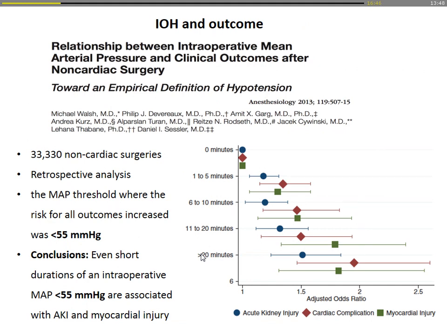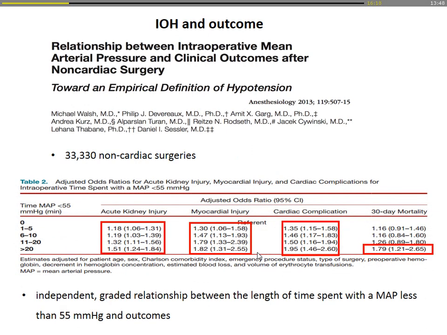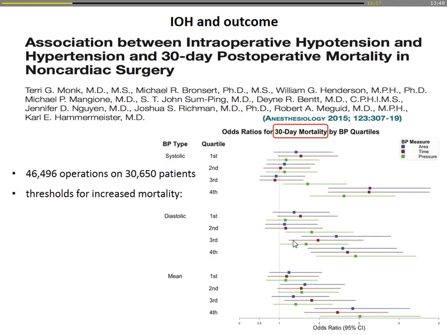And this is another study in more than 300 patients undergoing non-cardiac surgeries, and they looked at different mean arterial pressure thresholds. Even short periods of hypotension, so this is 1 to 5 minutes or 6 to 10 minutes, were associated with acute kidney injury and myocardial injury in that study. And this is from the same study, the increased odds ratios for myocardial injury and cardiac complications, as you can see here, and those are all significant.